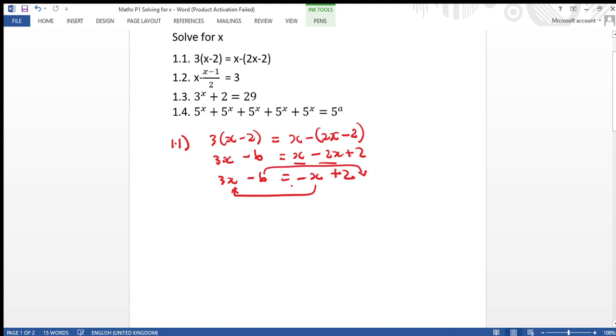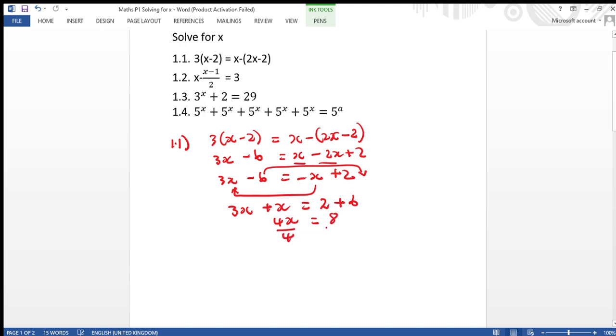So let's do that. When x comes to the left hand side, it's going to be positive, so here we're going to have 3x plus x, and then here you have 2. When minus 6 comes to the right hand side, you're going to have plus 6. So 3x and x is going to give us 4x. 2 plus 6 is going to give us 8.